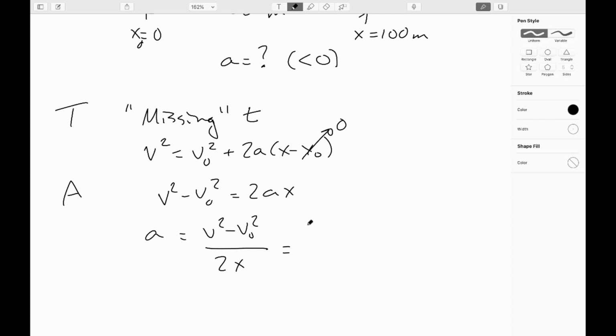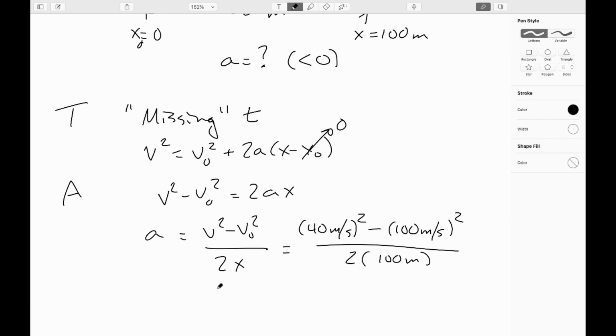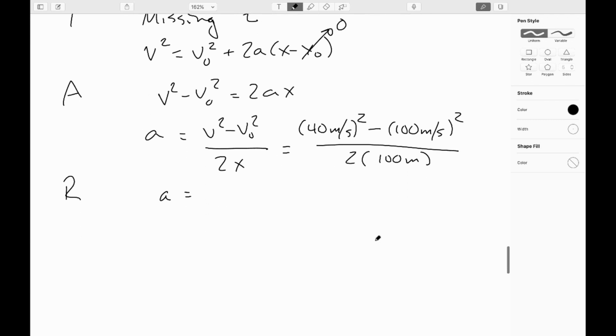All right, we'll put in the numbers now, and so we know that the final velocity was 40 meters per second squared minus the initial velocity was 100 meters per second squared over 2 times 100 meters. Okay, so now we're getting into the review phase here as we turn the crank. If you punch the numbers into your calculator, you're going to get negative 42, and we need to work through the units here.